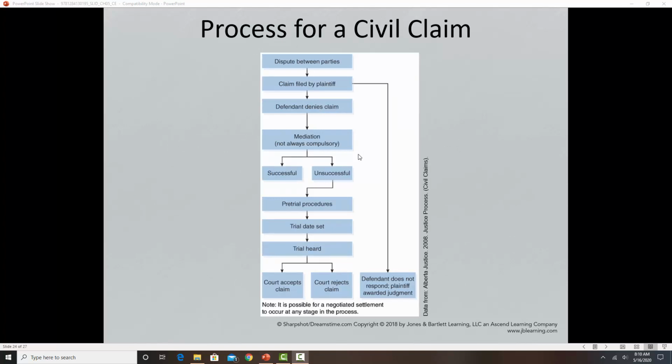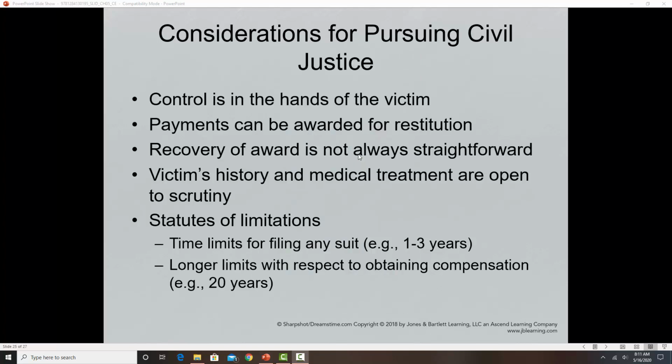Here's the process for a civil claim. You can see it's, again, not quite as complicated as our criminal court system, because it's between 2 parties. A plaintiff is the one who files the claim, and the defendant is the person that the charges are filed against. And again, remember, this is not criminal, this is civil, so it's going to be financial and not going to prison or jail. Considerations for pursuing civil action.